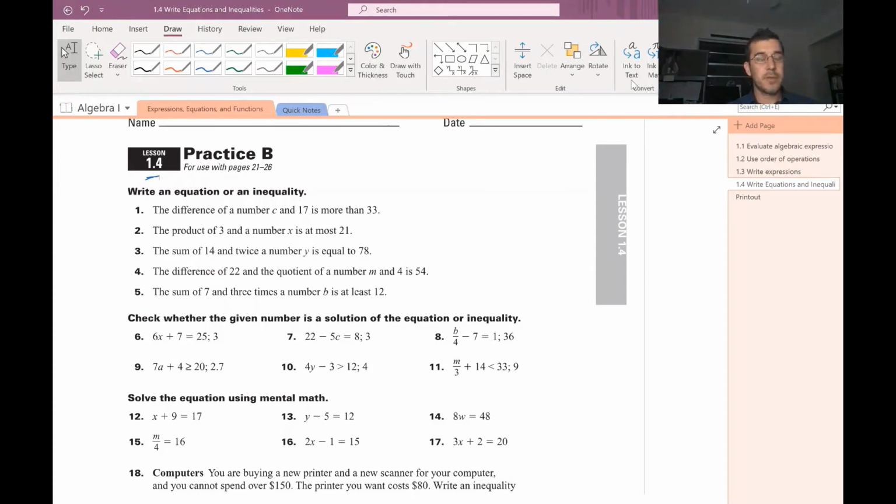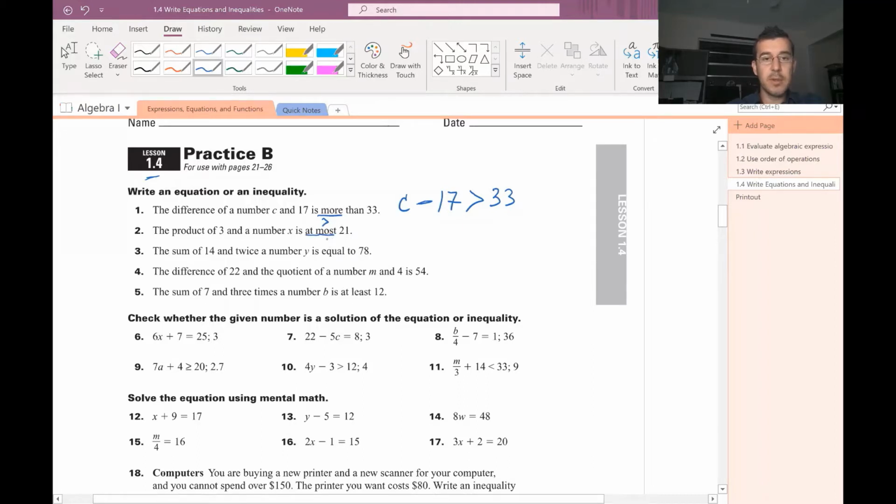So the first problem: the difference of a number C and 17 is more than 33. So let's look at these words. When you see "more," that means greater than. When it says "at most," that means less than or equal to. "Is" means equals. "At least" means greater than or equal to.